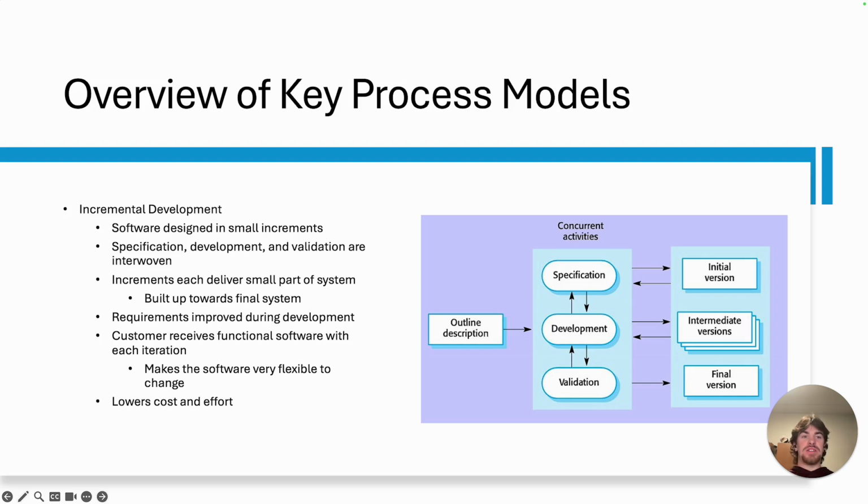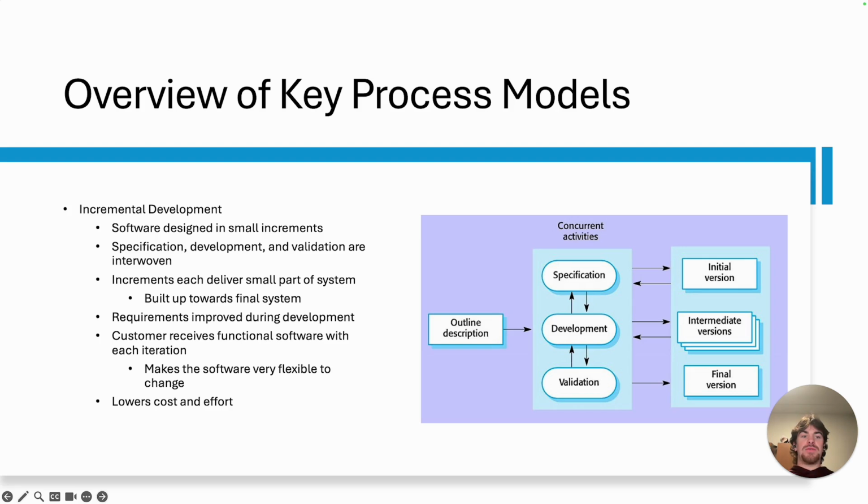Here, the specification, development, and validation activities are interwoven throughout the process, meaning requirements can evolve and components are gradually designed, coded, and tested in cycles. Each increment delivers a small portion of the functionality building towards the final system. In incremental development, requirements are improved during the development process, allowing for more economical and effective modifications without requiring a whole project redesign. The project becomes more flexible as each increment permits modifications based on the present requirements.